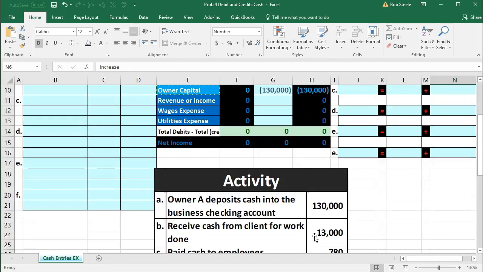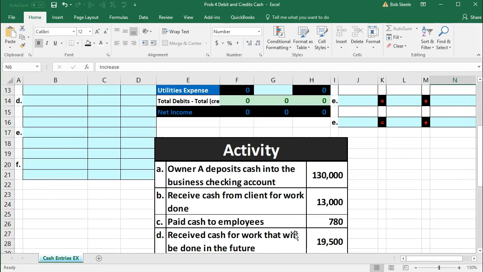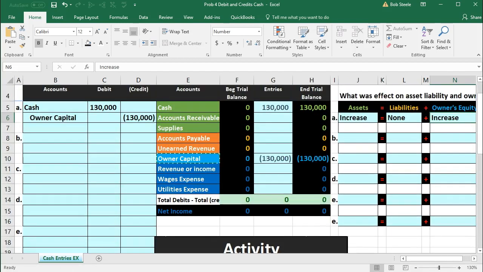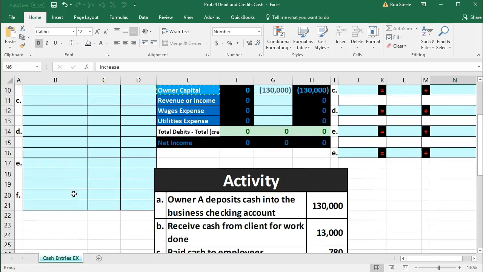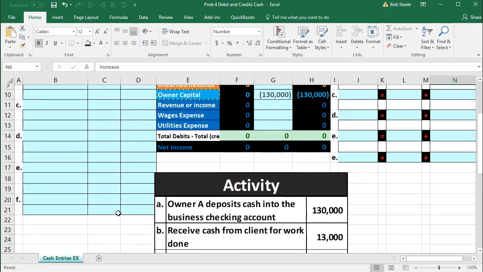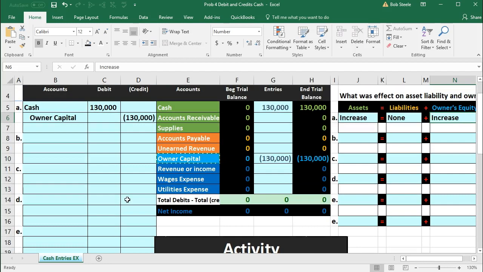Next transaction, we see B says receive cash from client for work 13,000. So our first question, as always, is cash affected? And of course, in this case, it is. All the transactions in this problem will have cash affected. Is cash going up or down? And the key word here being received. Therefore, cash is going up. So we're going to increase cash.